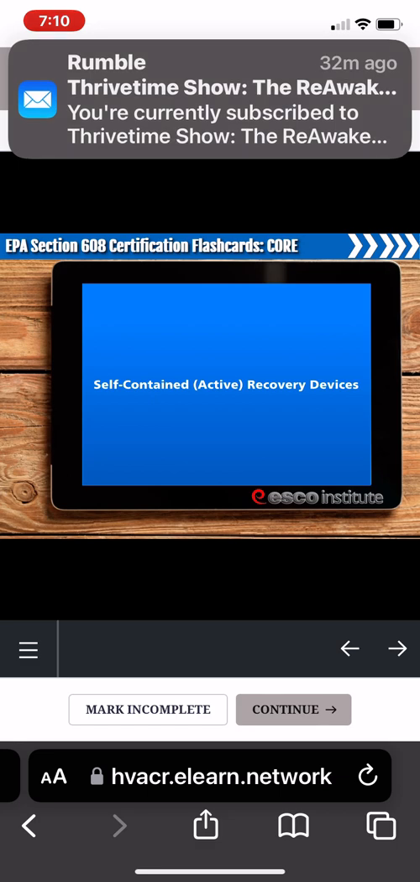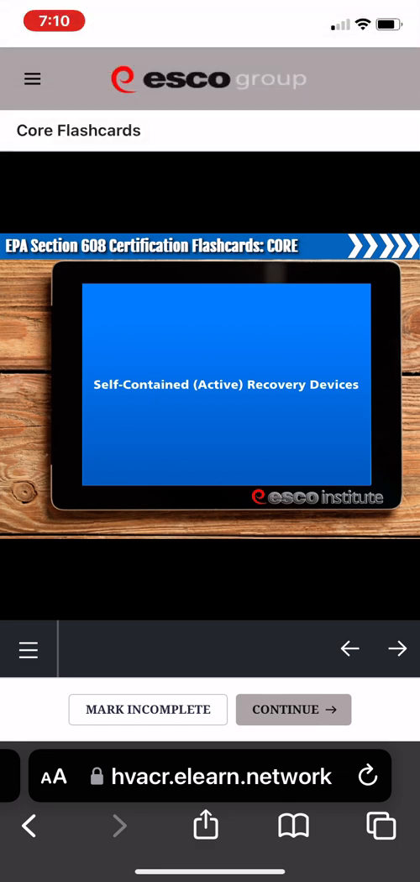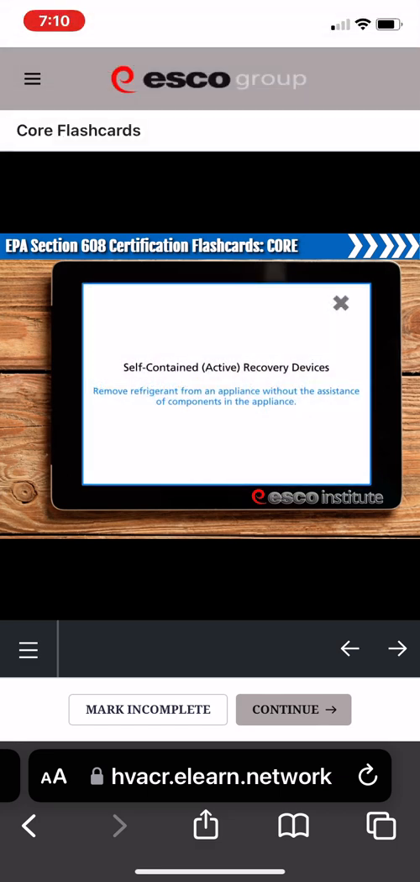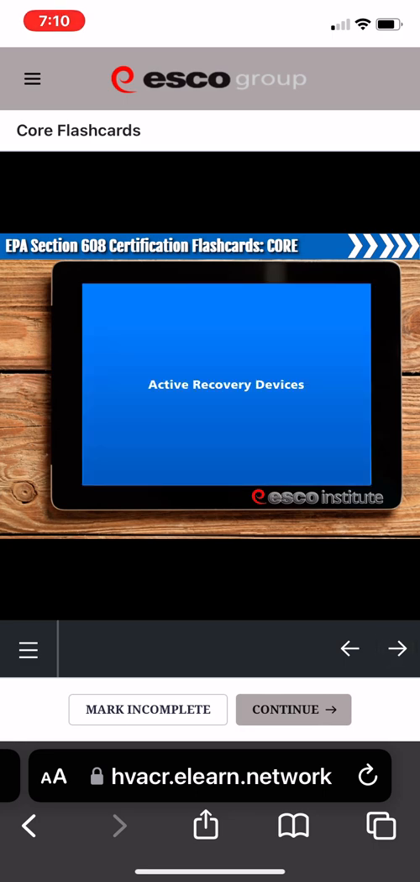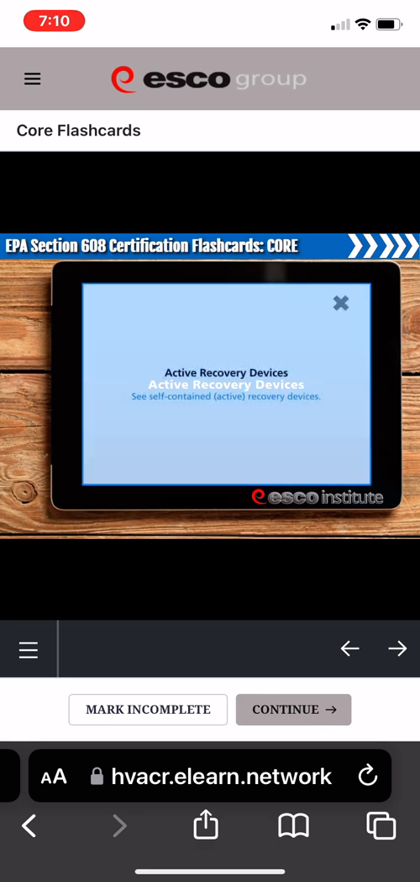Self-contained or active recovery devices. Self-contained or active recovery devices remove refrigerant from an appliance without the assistance of components in the appliance. Active recovery devices are the same as self-contained recovery devices. They remove refrigerant from an appliance without the assistance of components in the appliance.